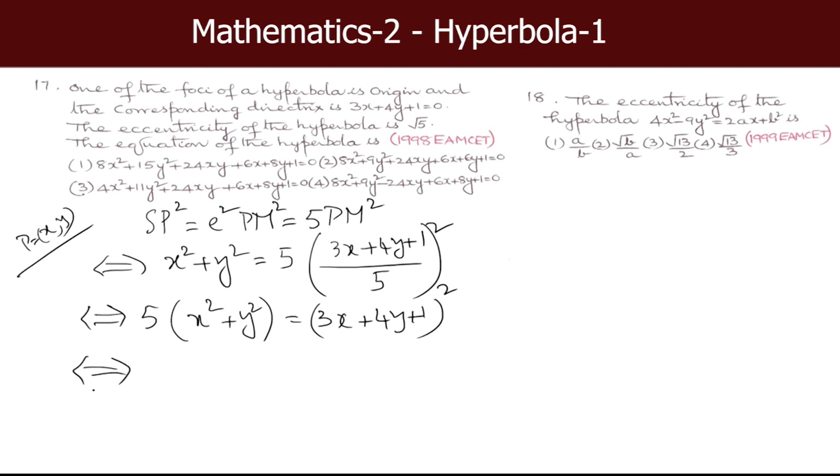We do things like this in Intermediate also, forming a hyperbola equation using the focus-directrix property. 9x square minus 5y square, 4x square, 16y square minus 5y square plus 11y square, plus the xy term 3 into 4 into 2, 24xy. There are no x term or y term here, so first these terms are there. So plus 6x plus 8y plus 1 equal to 0. So that is the hyperbola equation: 4x square plus 11y square plus 24xy plus 6x plus 8y plus 1 equal to 0, which is the third option.